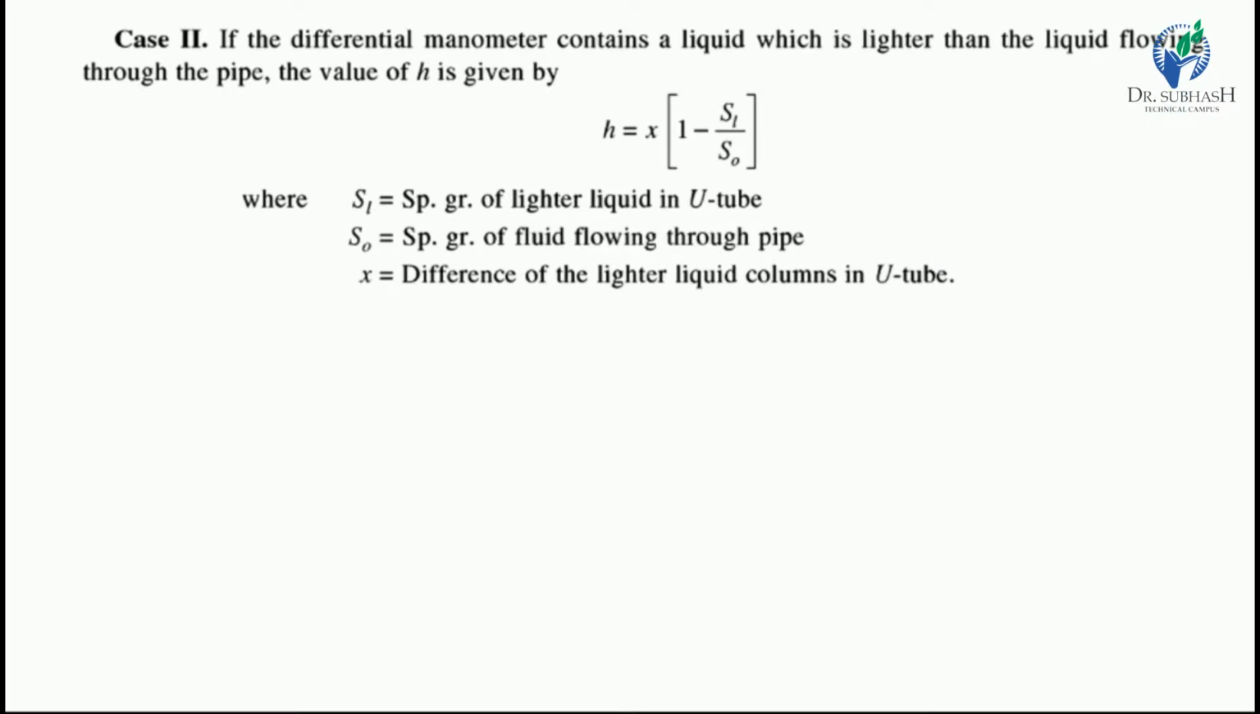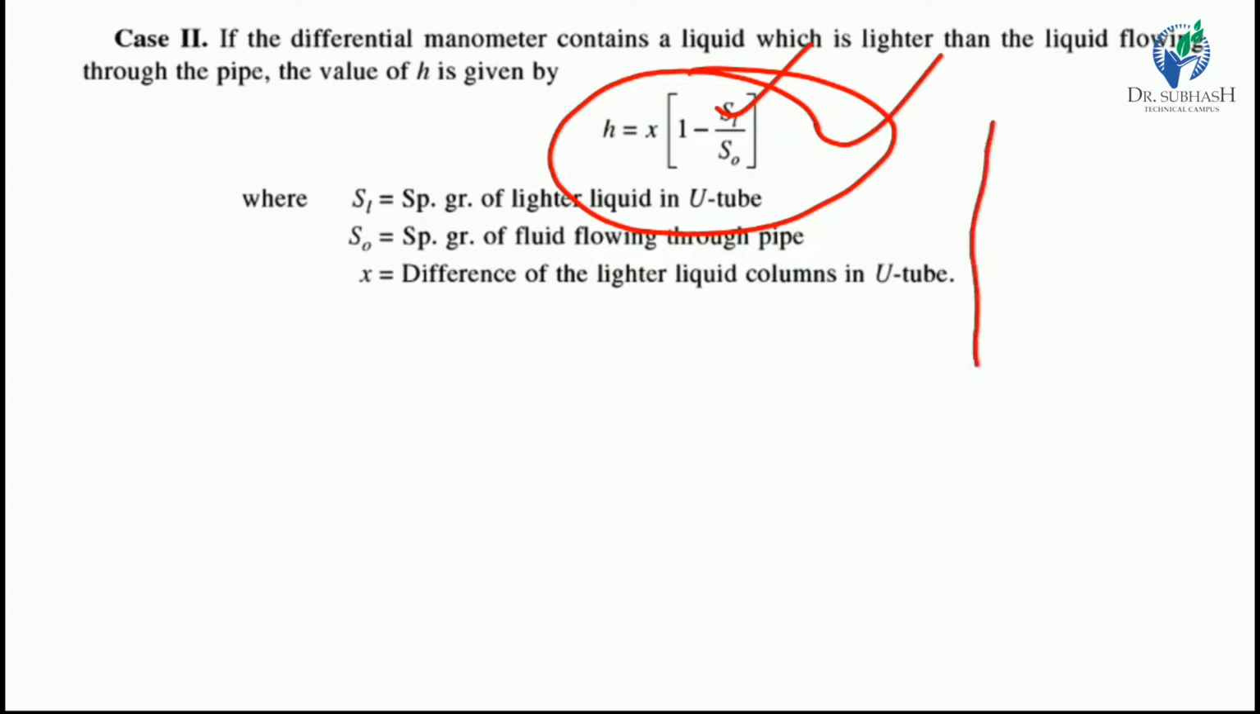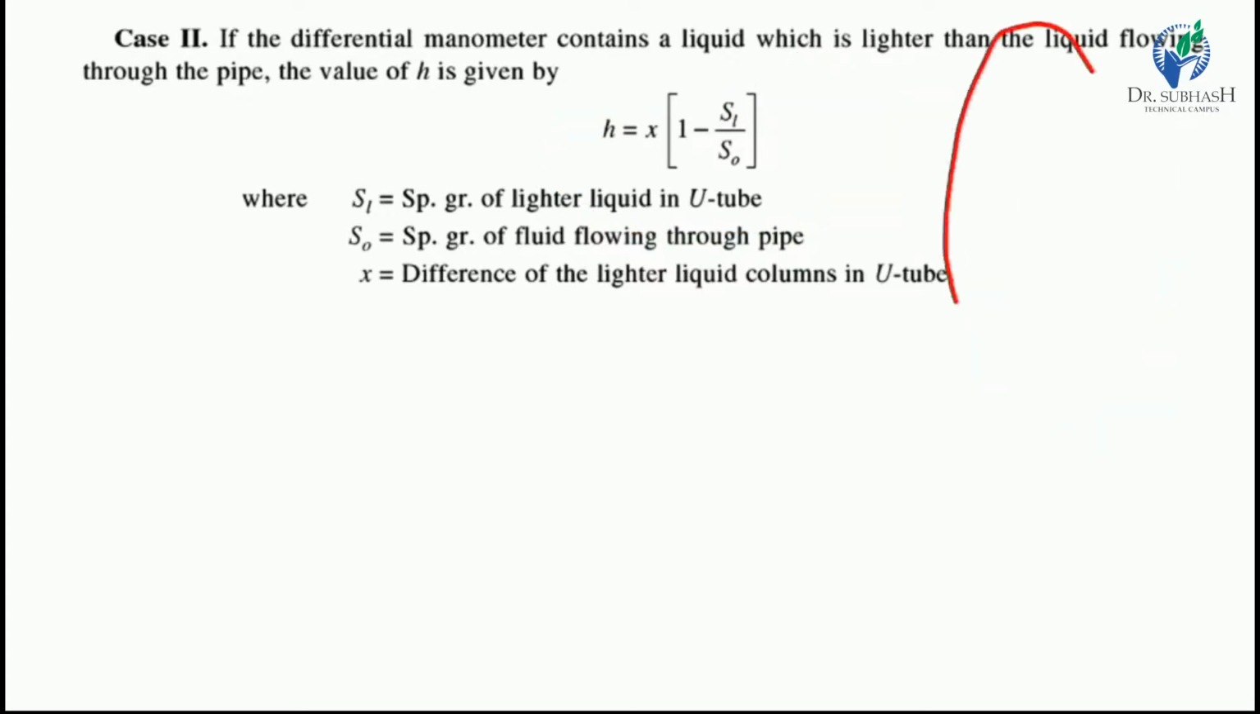Now if the differential manometer contains a liquid lighter than the liquid flowing through the venturimeter, then an inverted manometer is used, and the sign is different. The equation for h is found from this equation. This equation is also derived from the same conditions, but the U-tube or differential U-tube manometer is inverted.